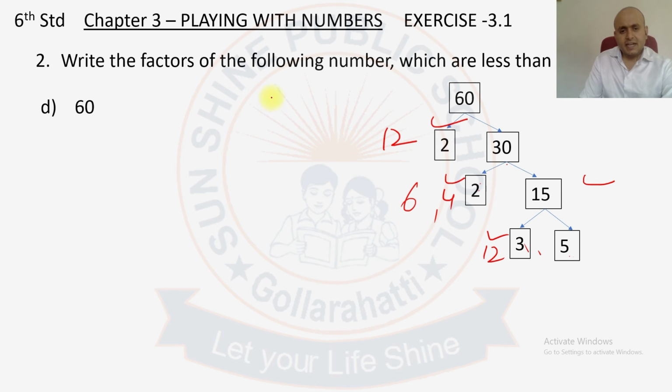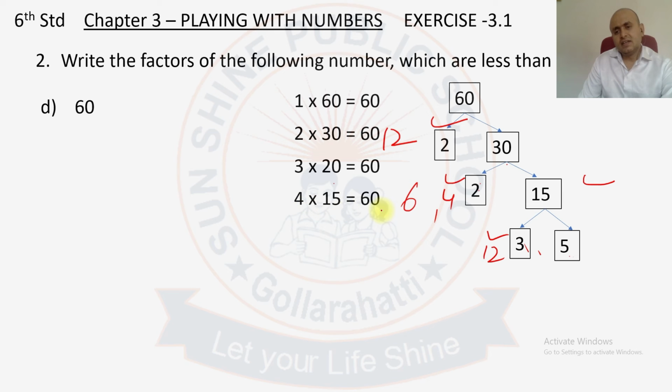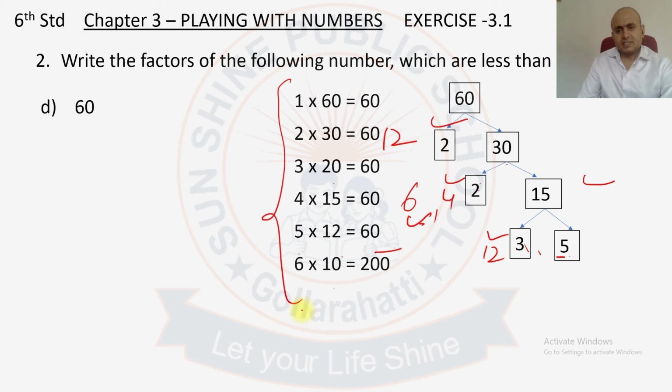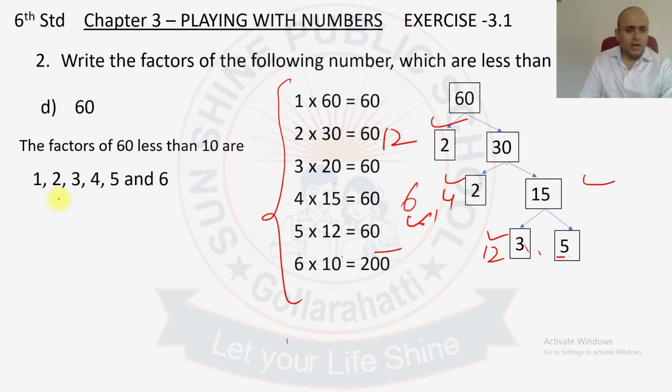10, so let us write that. That is, 1 60 is 60, 2 30 is 60, 3 20 is 60, next 4 15 is 60, 5 12 is 60, next 6 10 is 60. Therefore, these are the factors of 60 which are less than 10: the factors of 60 less than 10 are 1, 2, 3, 4, 5 and 6.